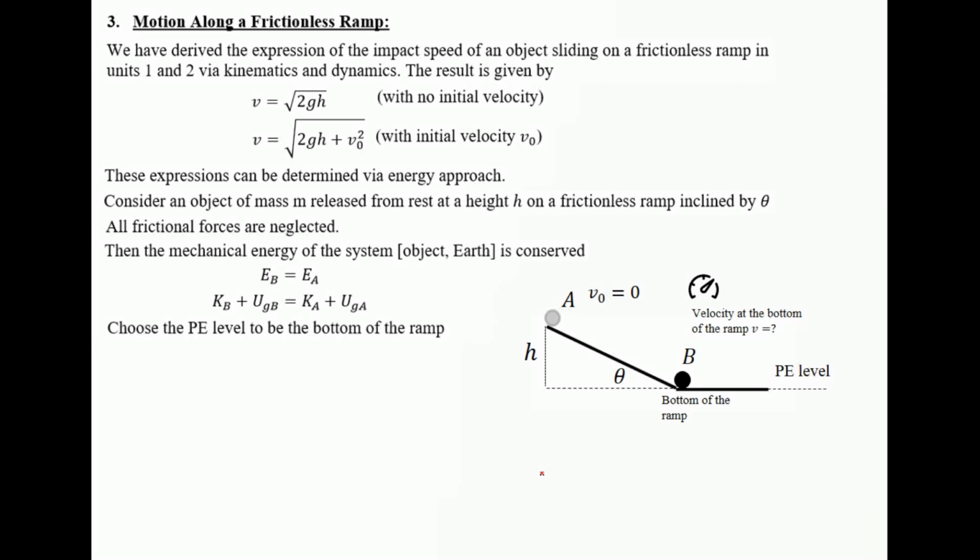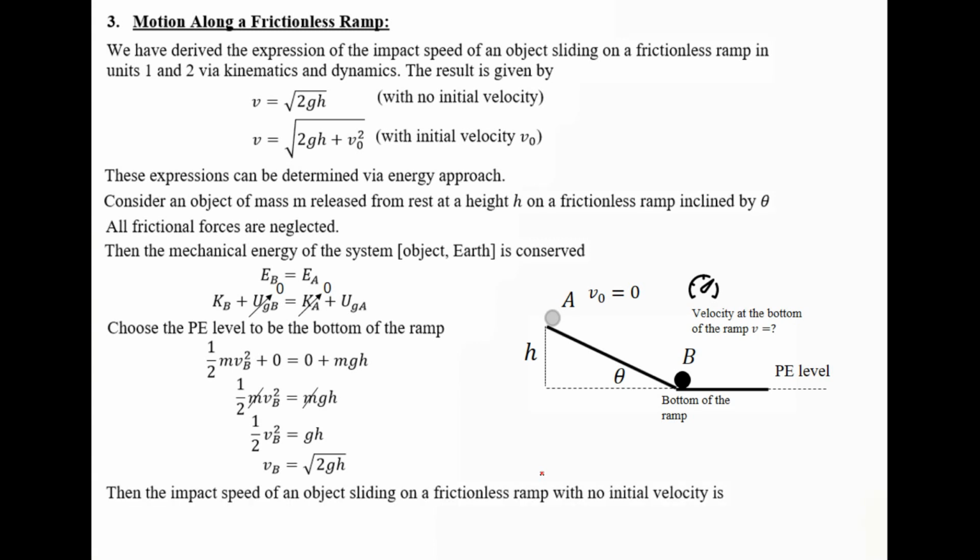Now choose the PE level to be the bottom of the ramp. At point B, Ug would be 0 because we are at the PE level, and initially the kinetic energy at A would be 0 because we have no speed, which means that half m v squared is equal to m g h. The m with m would cancel, and we're left with v equal to radical 2gh, based on the fact that h is the vertical height going from A to B. Then the impact speed of an object sliding on a frictionless ramp with no initial velocity is given by radical 2gh, which is the same result.